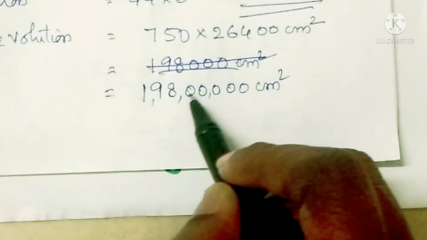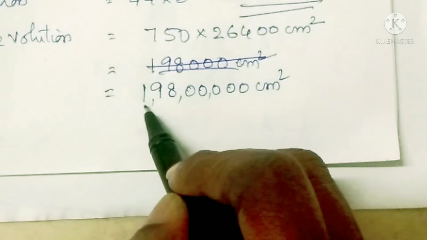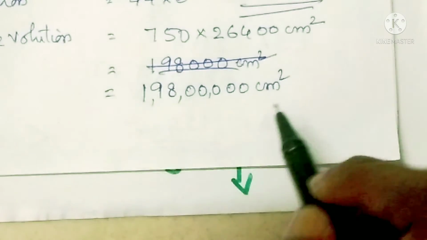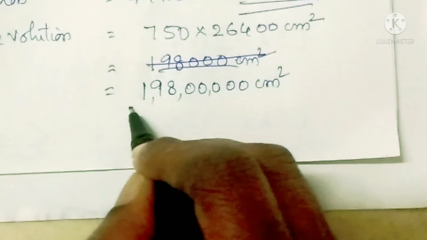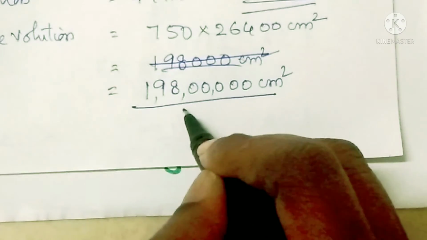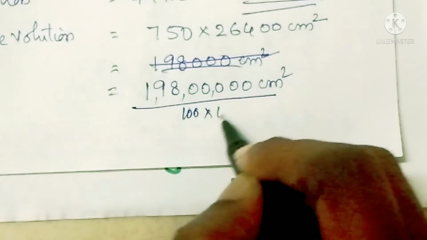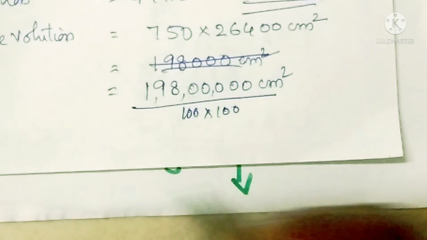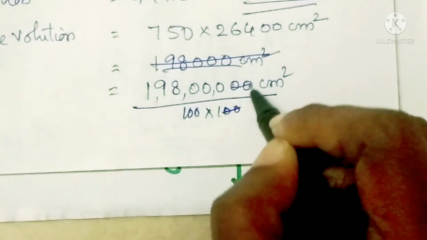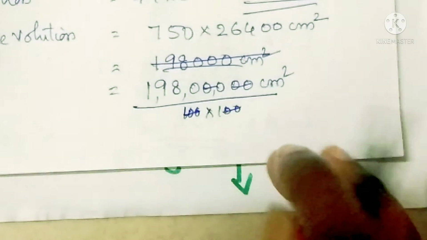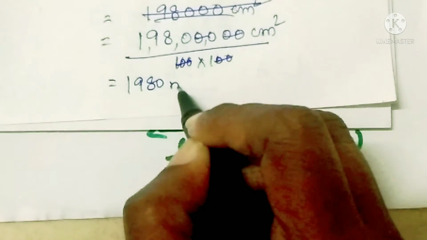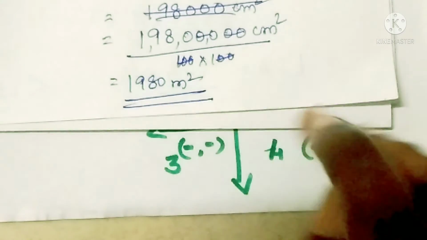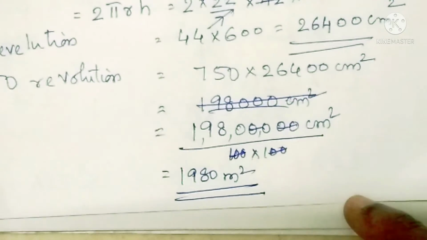1, 10, 100, 1000, 10,000, lakh, 10 lakh, crore. 1 crore, 98 lakhs, like that. So now to convert them into meter square, how will you convert? 1 meter is 100 centimeters. So 100 into 100, because it is centimeter square to meter square. So 2 zeros cancel, here 2 zeros cancel. What do you get? 1980 meter square. So in 750 revolutions, how many meters will it cover?